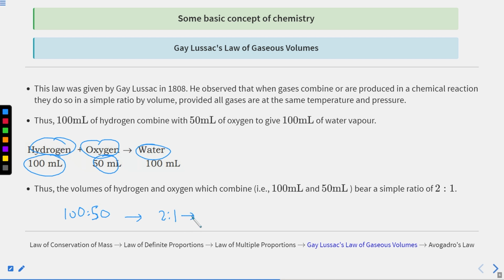This is the ratio of hydrogen to oxygen, that is 2 is to 1. Clear? So this law says that whenever two gases combine to give a product, they do so in a simple ratio by volume. Thus the volumes of hydrogen and oxygen which combine bear a simple ratio of 2 is to 1, that is 100 is to 50 or 2 is to 1.